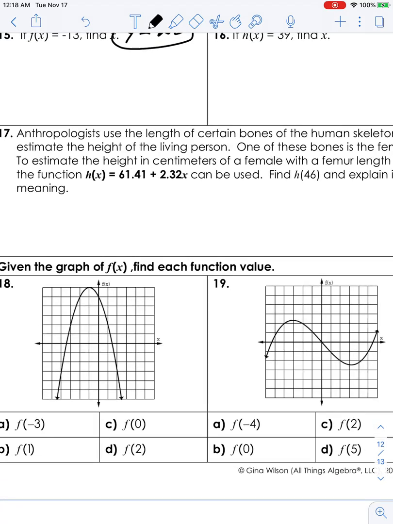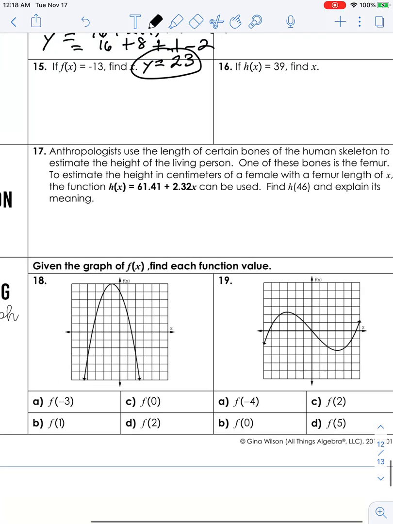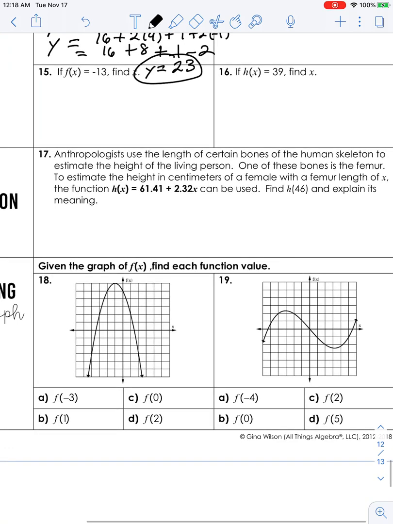All right? So number 17, it says, anthropologists use the length of certain bones of a human skeleton to estimate the height of the living person. One of these bones is the femur. To estimate the height in centimeters of a female with a femur of length x, the function can be used. Find H of 46. So again, we've done this several times. Wherever there's an x, it's telling you to put in 46 for the x.